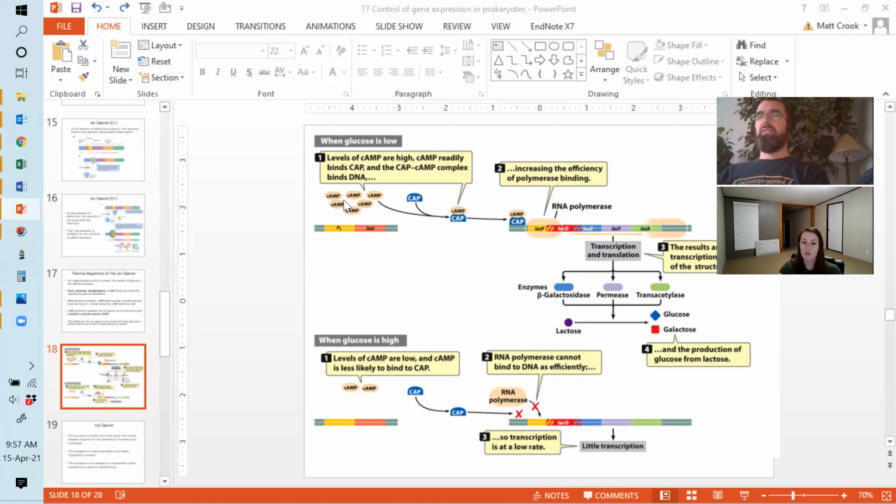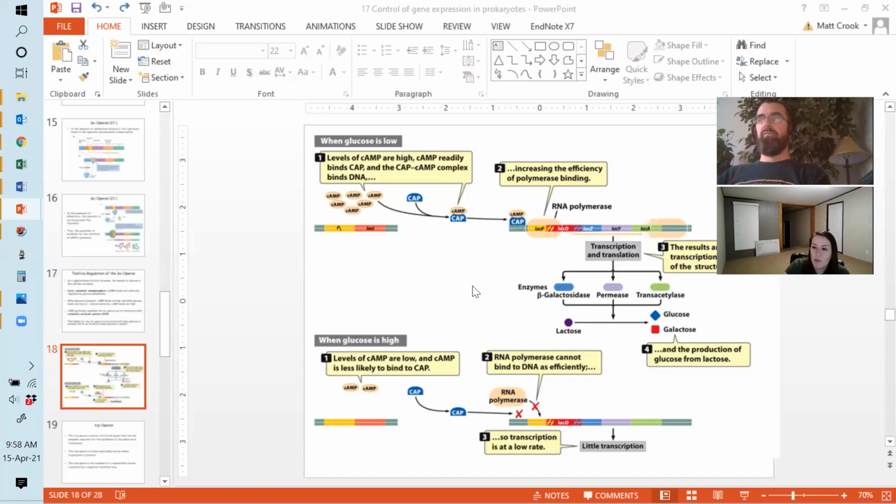So when there's lots of cAMP present, because there's not much glucose, that binds to CAP. That complex helps RNA polymerase bind to the promoter. And because there's more of it there, it's more likely to transcribe. And because we have lactose present, LacI is not bound to the operator, right? So basically, low glucose, presence of lactose equals gangbusters amounts of lac operon transcription.